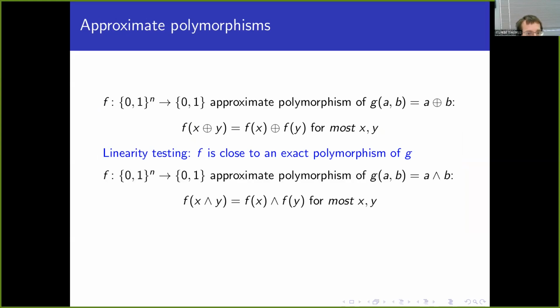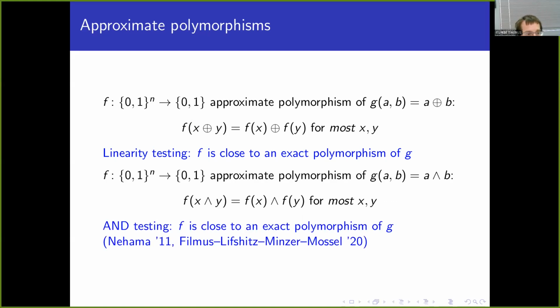Here's another example, approximate polymorphisms of the AND function. This is exactly the same condition, only with XOR replaced by AND. In this case, we have a result known as AND testing, originally due to Ilan Nechama, who had a dependence on n, and to myself, Noam Lifshitz, Dor Minzer, and Elchanan Mossel, without a dependence on n. So again, in this case, f has to be close to an exact polymorphism of AND, which in this case is either the AND function or the constant 0.